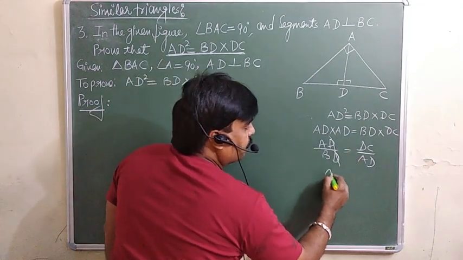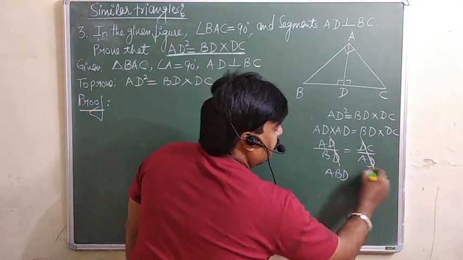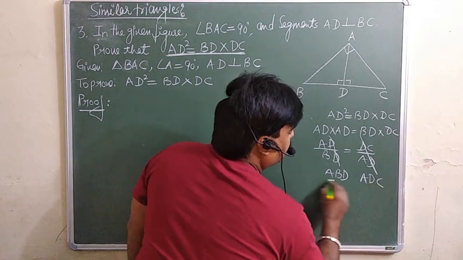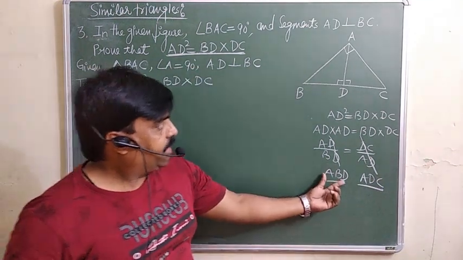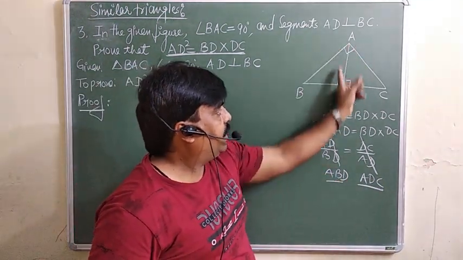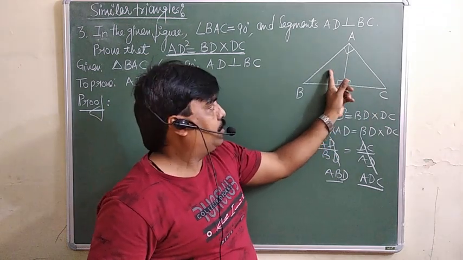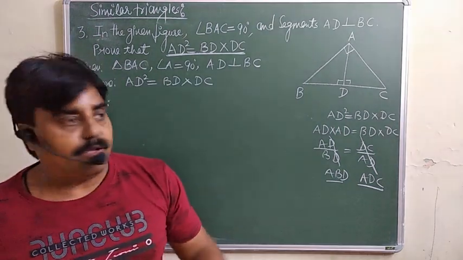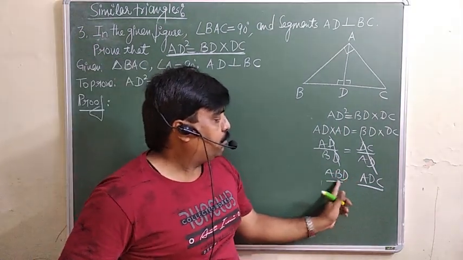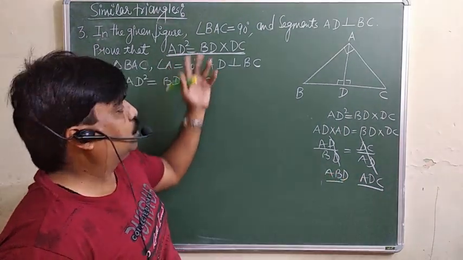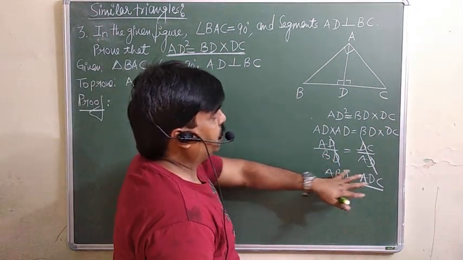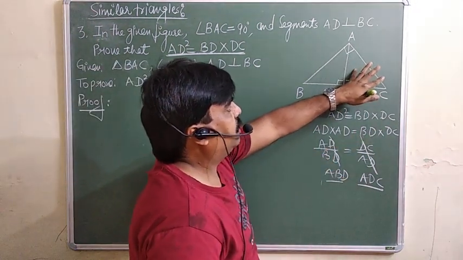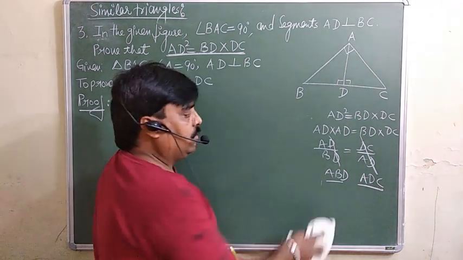So D is common, so you are getting the triangle ABD. D is common, here is ADC. It means these two triangles, triangle ABD and triangle ADC, you are supposed to make similar. This is the trick by which we can know which triangles we are supposed to make similar. So at least we know these two triangles. This triangle is similar to this triangle. We are supposed to prove that first.